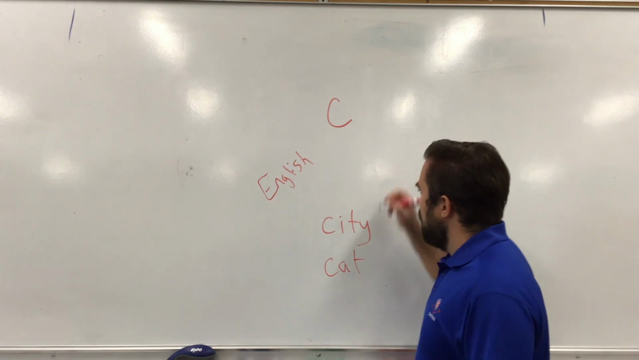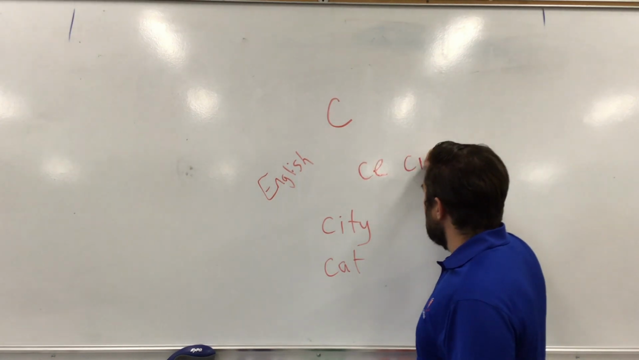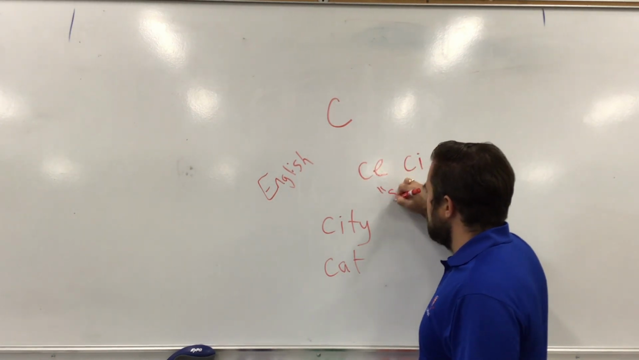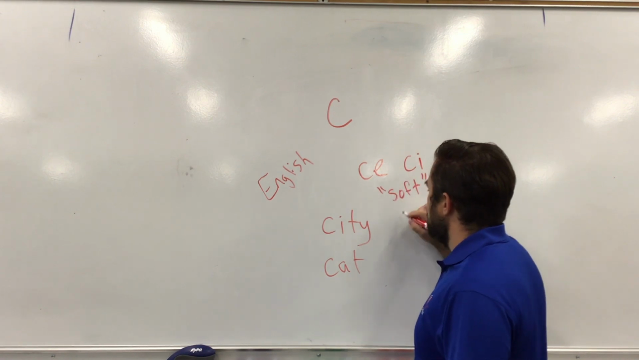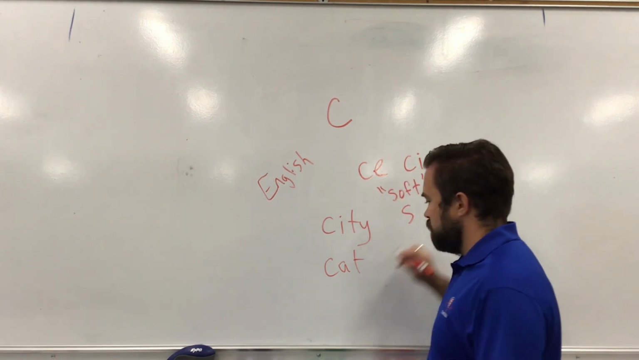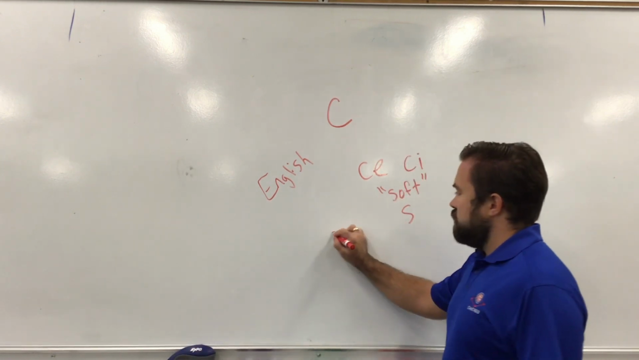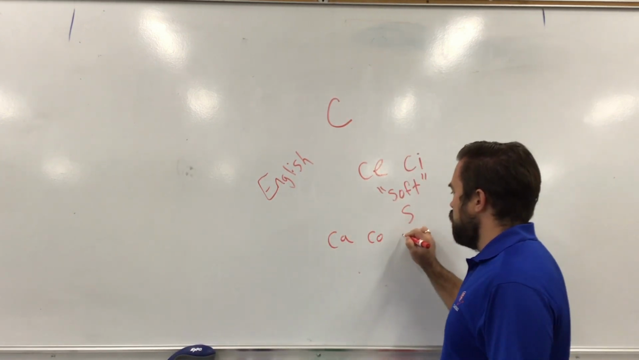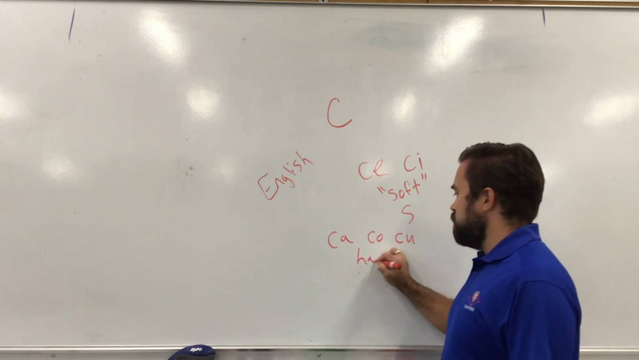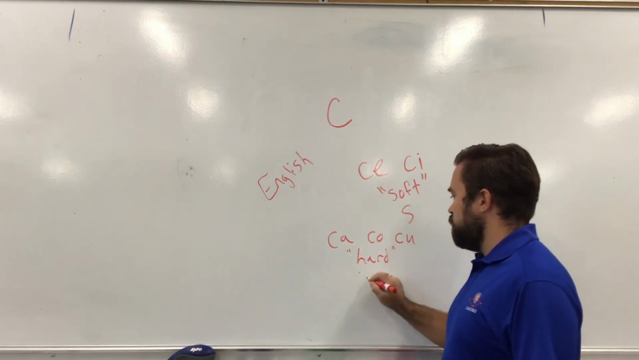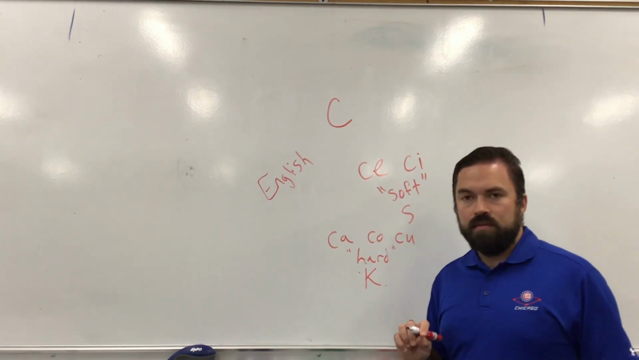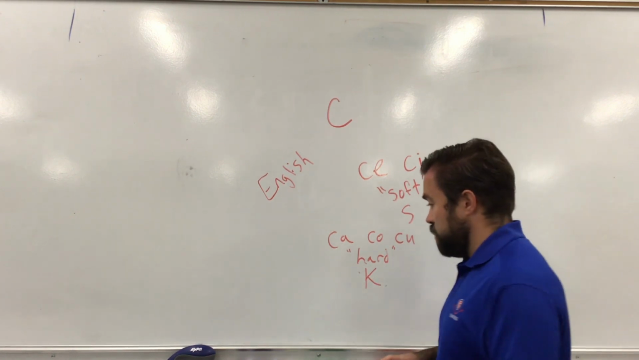How do you know? If it's CE or CI, it's what we call soft, which means it makes the S sound. If it's CA, CO, or CU, it's what we call hard, so it makes the K sound. It's going to be the same rule in Spanish.